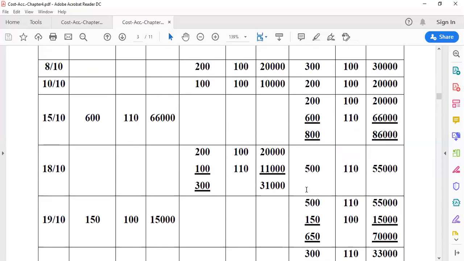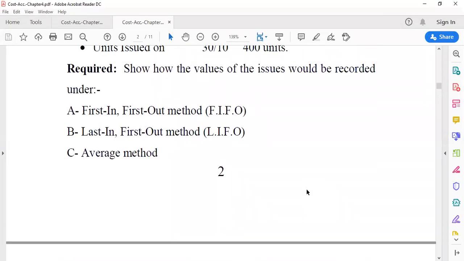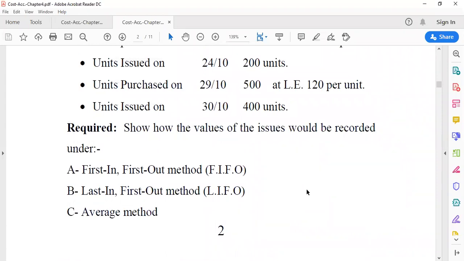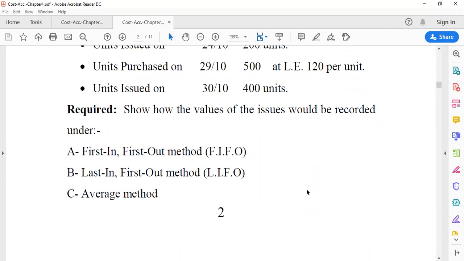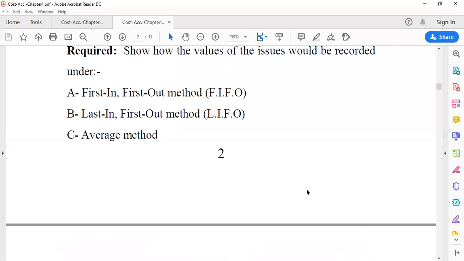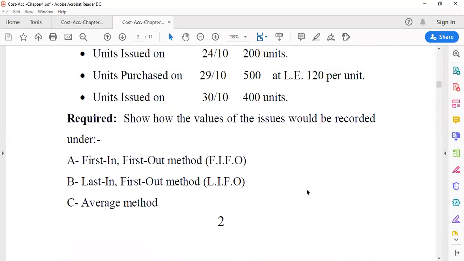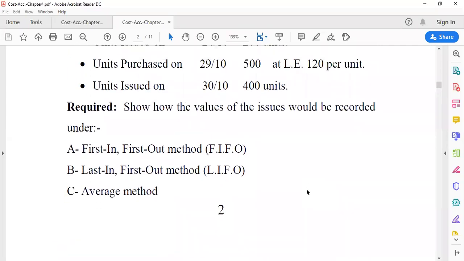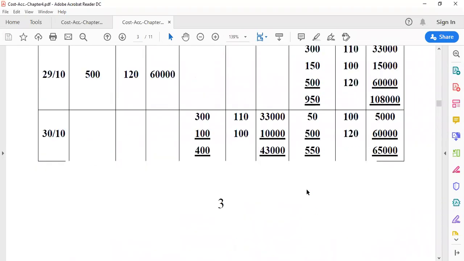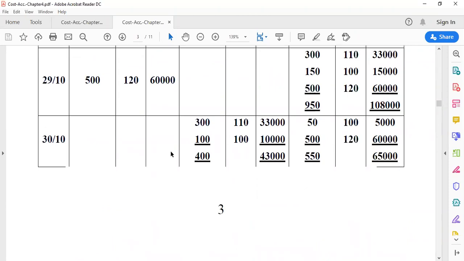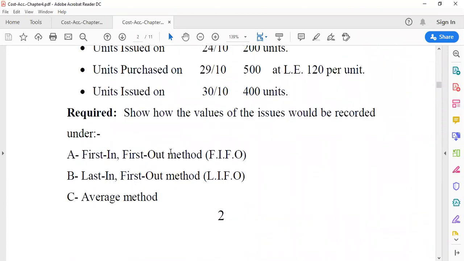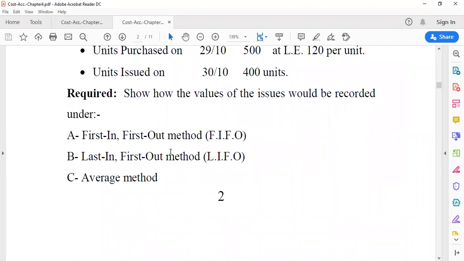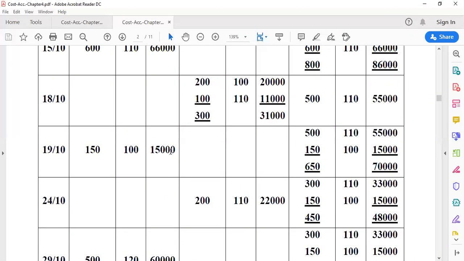What about the last date? The last date: units issued. Yes, there are units issued, 400 units. What about the issuance? How can I take this amount from our inventory? How can I decrease this amount from our inventory? I will go here. It was 450. I need to issue 400 units.